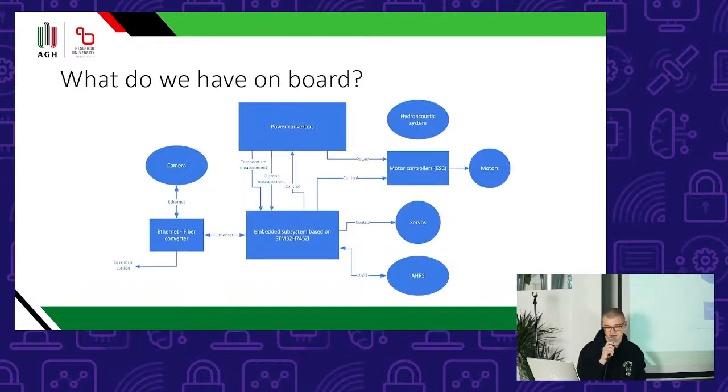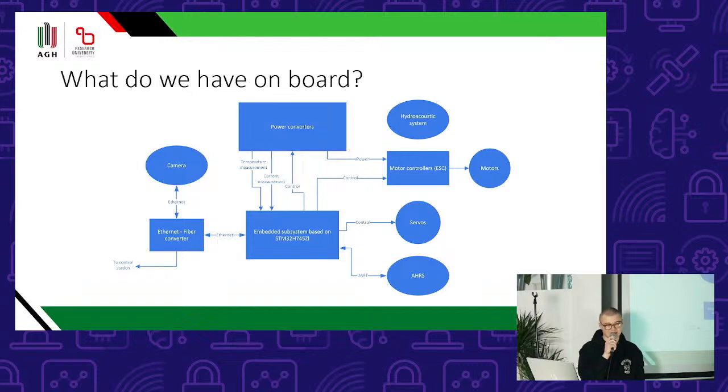What do we have on board? This is the diagram of the elements of our robot. It's focused on the embedded system, of course. In the center we have the embedded subsystem board based on the STM32H745. This is a board with the MCU and some other elements around it. It's the core of the whole embedded system.